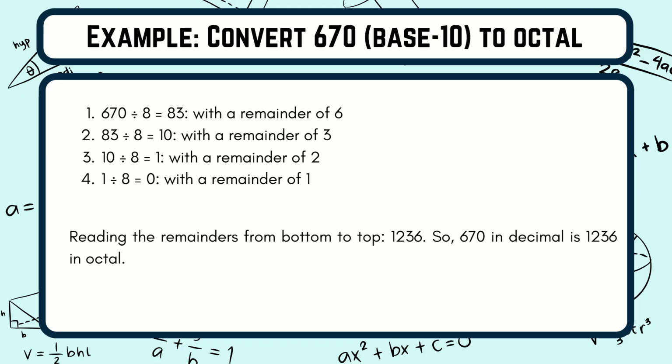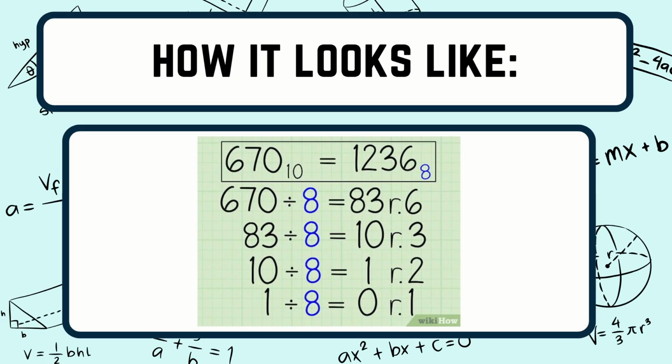So let us read it. The first one at the bottom is the remainder 1. So the remainders are 1, 2, 3, 6. So 670 in decimal is 1236 in octal. So yeah, here's the visual, or how it looks like.